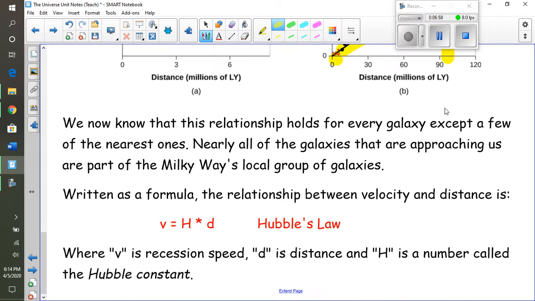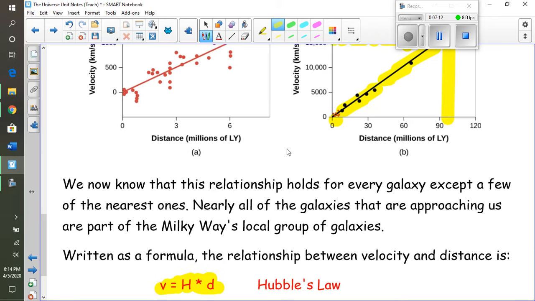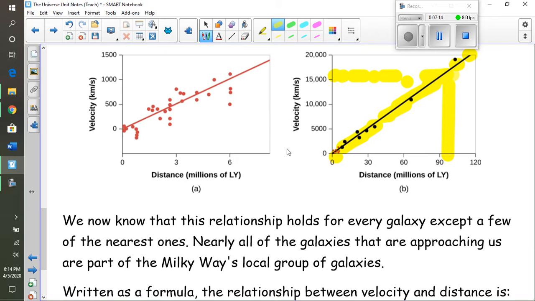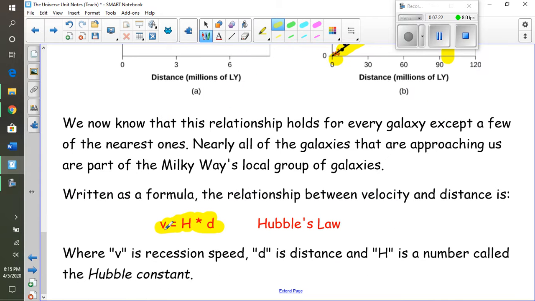So when we write this down as a formula, we get this formula right here for velocity. Velocity equals capital H times d, where capital H is a number called the Hubble's constant, d is distance, and v is speed. And it just comes from this graph right here. You can think of y equals mx plus b, y being the velocity, m being the slope, x being distance. So y equals mx and then plus 0.